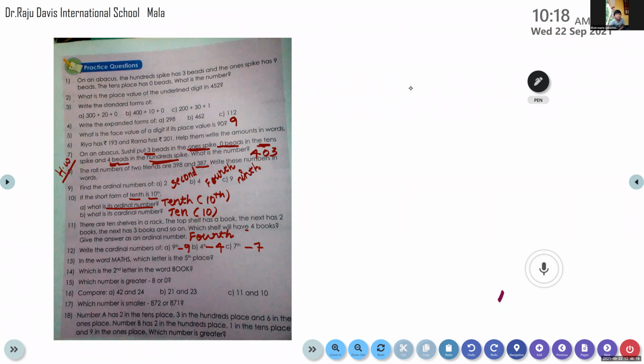Please listen. In the word maths, which letter is in the fifth place? So which is the fifth letter? All of you count. S. All of you write the answer. S.